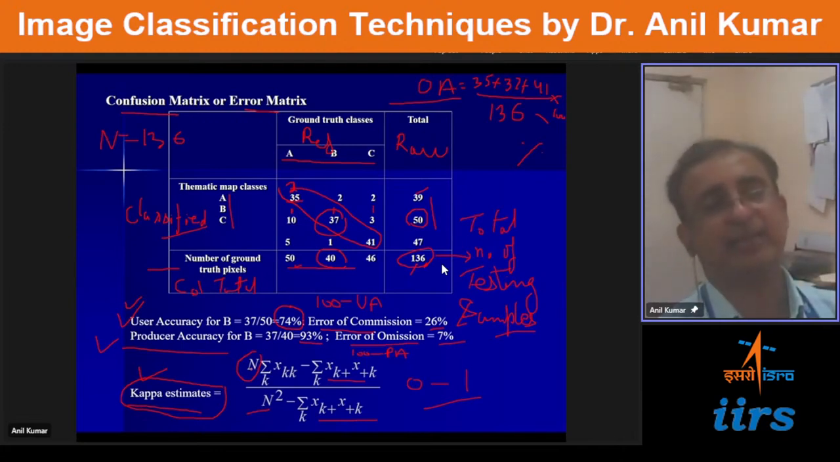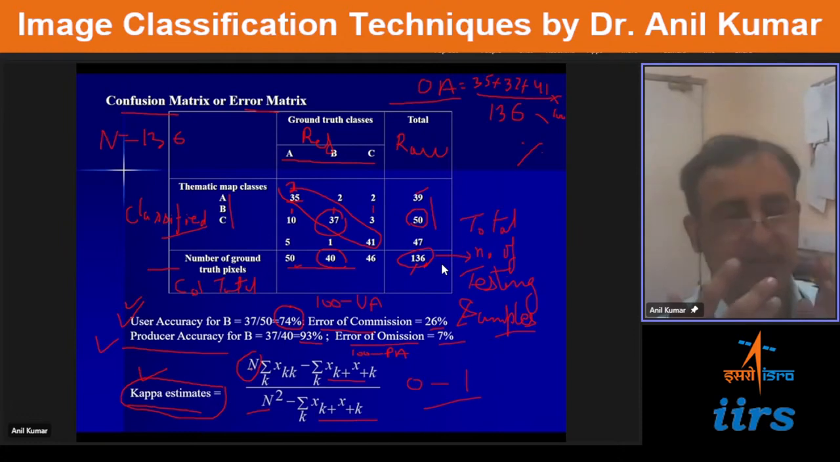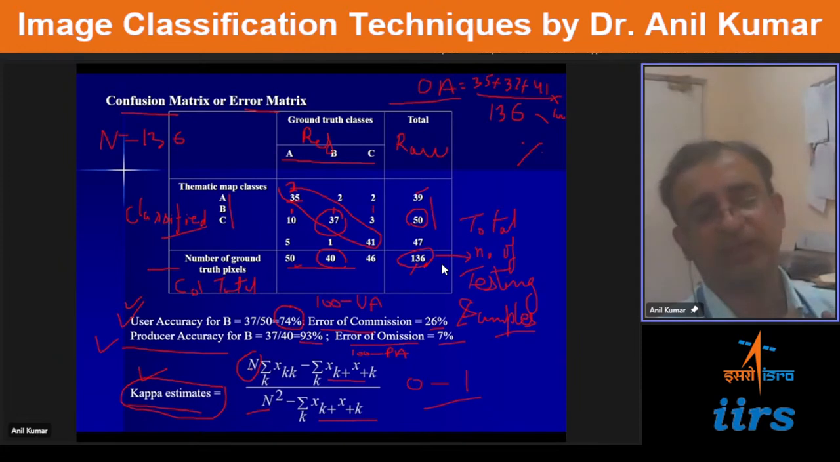And then lastly, I talked about the thematic map. If it is generated by these algorithms, we have to do accuracy assessment of this thematic map. And for that, we have to go for confusion matrix and error matrix. Once we decide and get the testing pixels, testing samples, using the testing samples, we can create the error matrix or confusion matrix.